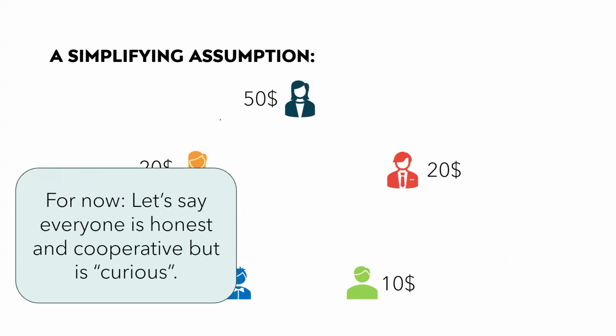Okay, so hopefully I've convinced you that this is worth studying, right? And for now, when designing the algorithm for our current problem, I'm going to make a simplifying assumption that everyone is honest and cooperative, but is curious. What I mean by this is that we're going to design an algorithm that everyone has to follow. They're not going to deviate from it, but whatever information is presented to them, they may make use of it after that.